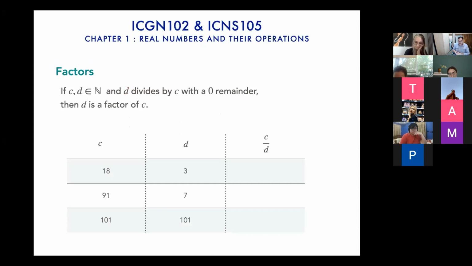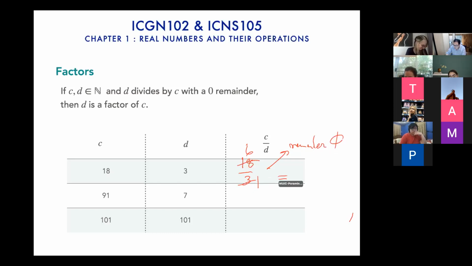When we talk about factors, if we have two numbers c and d that are integers, and then c divided by d with a zero remainder, then d is a factor of c. So in here, for example, if c is 18 and d is 3, if we have 18 over 3, you can see that the remainder is 0.